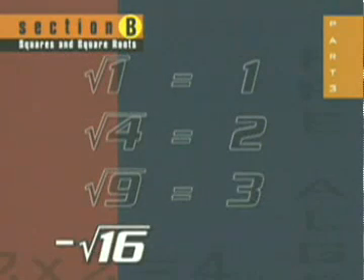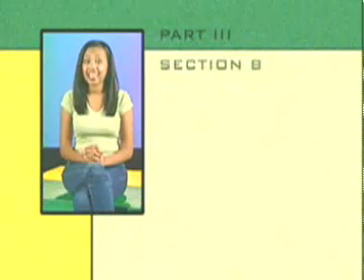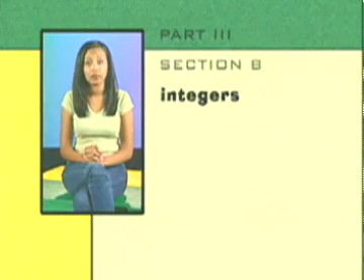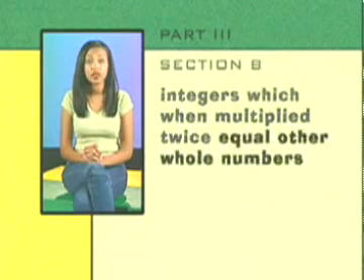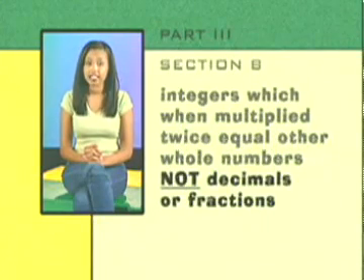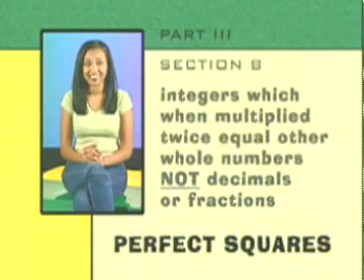The square root of 1 is 1. The square root of 4 is 2. The square root of 9 is 3. The negative square root of 16 is negative 4. Now, these are all integers or whole numbers, which when multiplied twice equal other whole numbers. They're not decimals or fractions. This is why they're considered perfect squares.